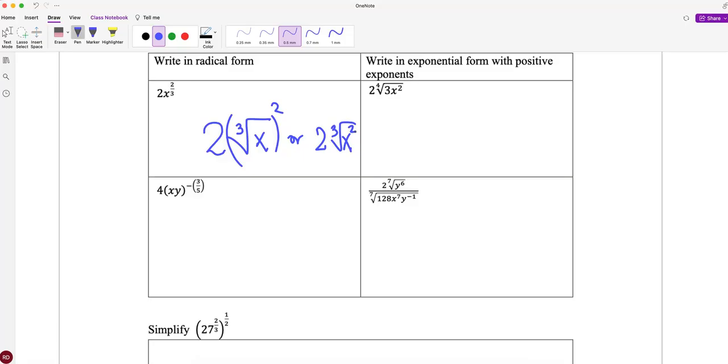The next one, this is just 4 over xy to the 3/5. So this is 4 over the 5th root of xy cubed.